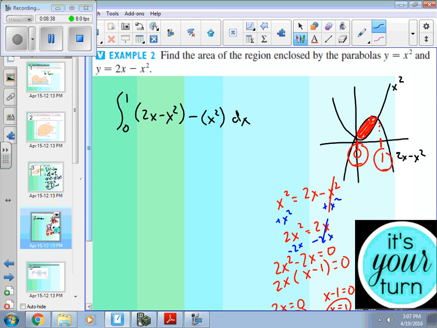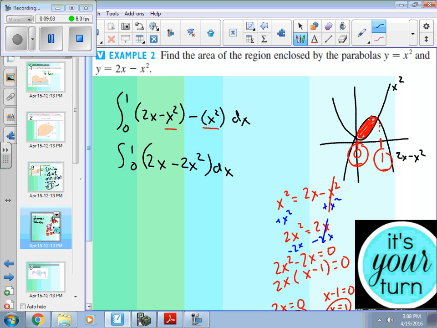So we'll start by finding antiderivatives. Or another thing we could do is look at simplifying. I think we can actually simplify here a little bit before we find antiderivative. We got some like terms here. So we could write this as 2x. And we got negative x squared minus another x squared. That would be minus 2x squared.